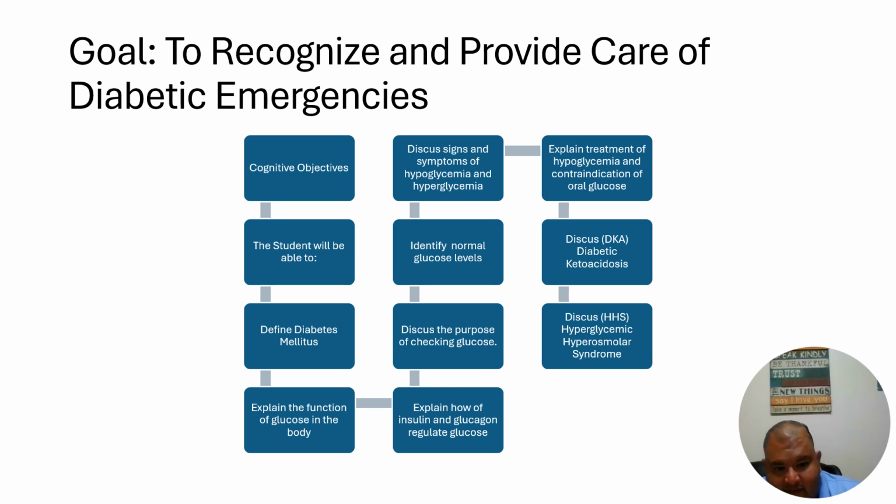So, our cognitive objectives are the student will be able to define diabetes mellitus, explain the function of glucose in the body, discuss the signs and symptoms of hypoglycemia and hyperglycemia, identify glucose levels, discuss the purpose of checking the glucose, explain how insulin and glucagon regulate glucose, explain the treatment of hypoglycemia and contraindication of oral glucose, define DKA, diabetic ketoacidosis, define HHS, hyperglycemic hyperosmolar syndrome.